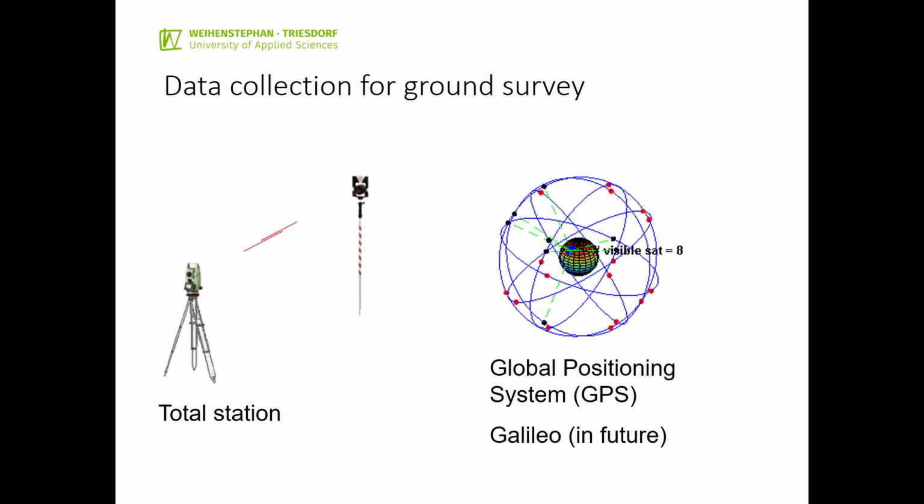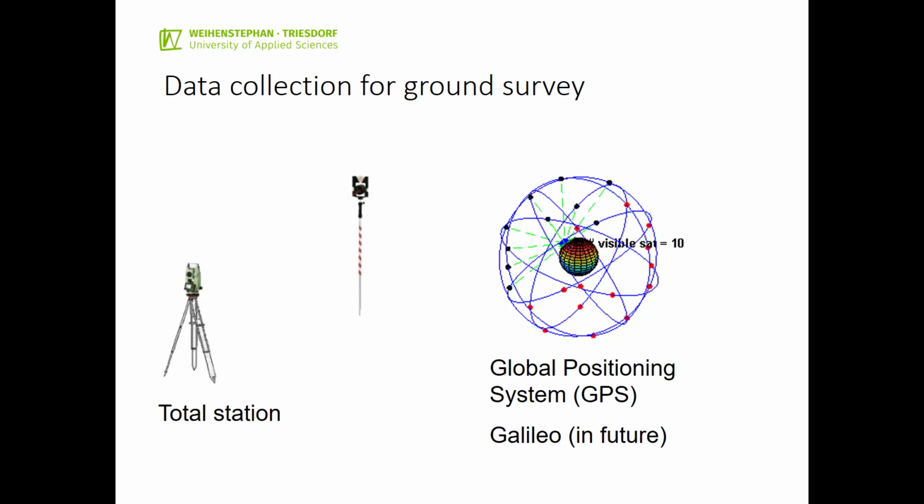How do we collect terrain data? The easiest conventional way would be to use a total station. You have a total station on a specific point where you know the coordinates and the height, and then you measure angle and distance to a reflector, and through simple calculations you get their coordinates.